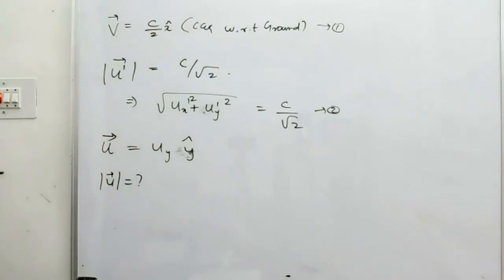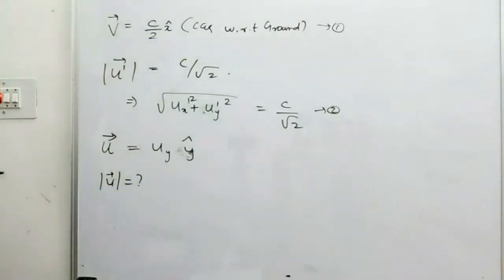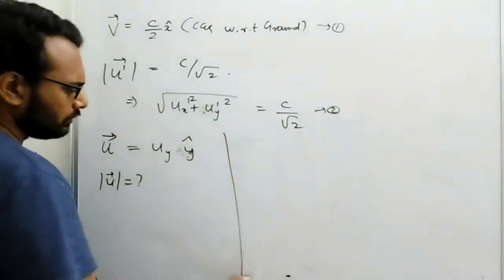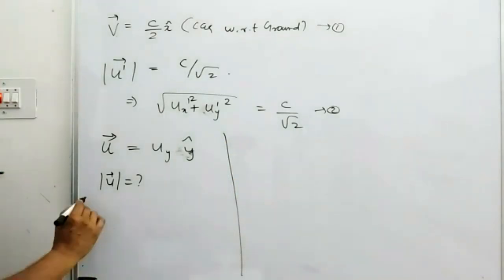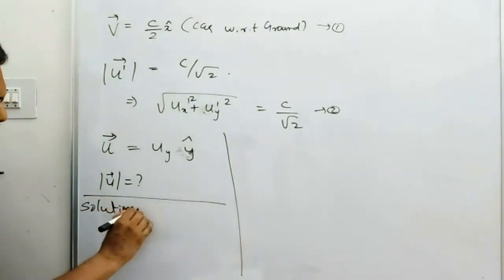Is the question clear? It seems a bit complicated, there are so many things involved, but we have enough equations. If you do it carefully, we have enough equations to solve this completely. You may make mistakes with the 2, root 2, all these things. Now, how do we do this? Let's see what we can do. The solution goes like this.